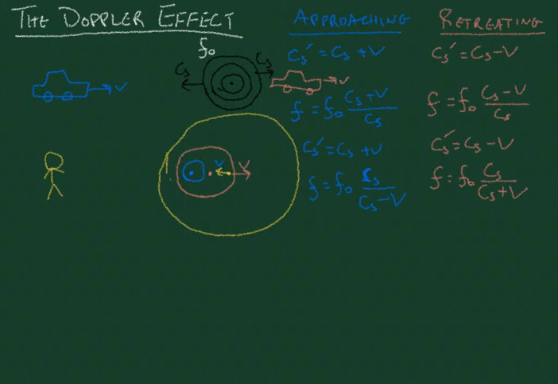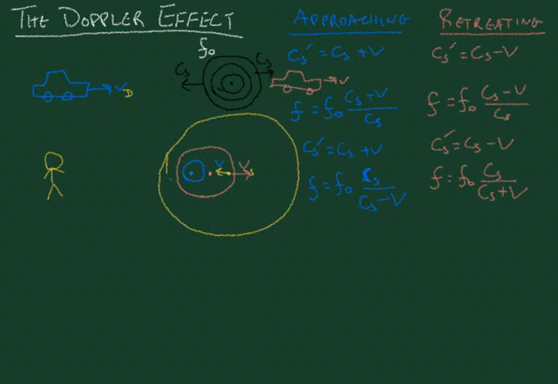So let's look at the general case now, because this only had one case where we were moving, so we usually call that the detector. So we had V detector, we're moving. In the second case, we had the source moving, but of course, in general, we can both be moving.